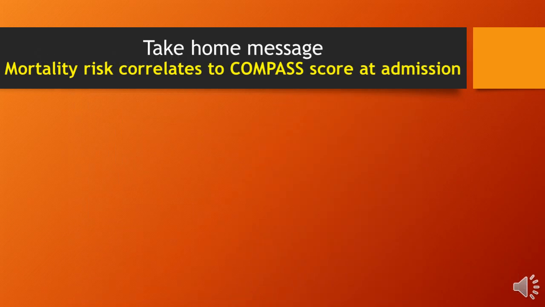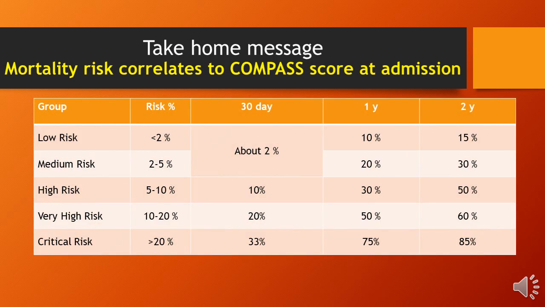From this analysis, I conclude that the mortality risk compares to the Compass score at admission. I have given you a ballpark figure to make it easy to remember when you do the score at the time of the admission of a patient. Please remember, it does not mean that any patient with a score less than 2% will not die within the next 30 days. It is just that their odds are much better than another patient who has a score, say, of 15% mortality prediction on admission.